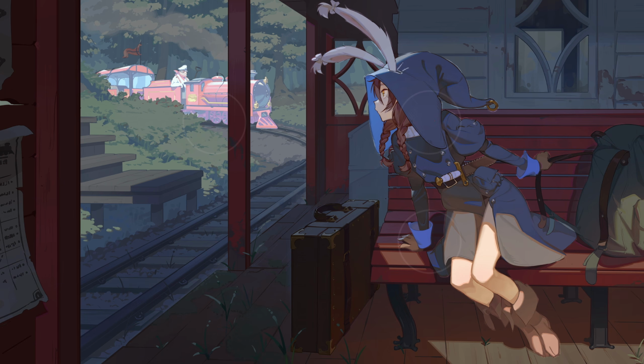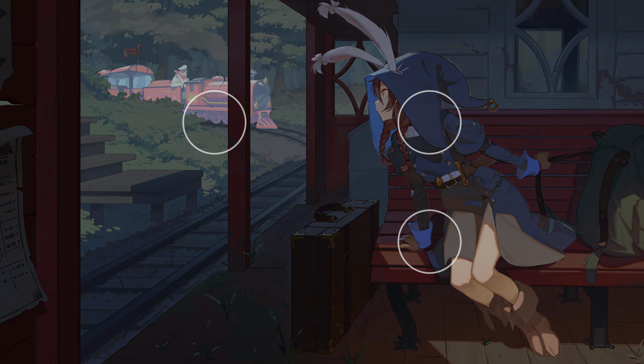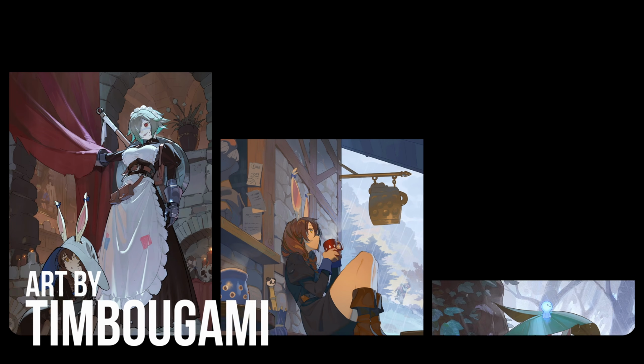Something important to note is that we do not need to perfectly align our point of interest on these intersections. As long as they are close enough to the intersections, they will look pleasing to our eyes. Let's look at some more examples of Timbougami's art.